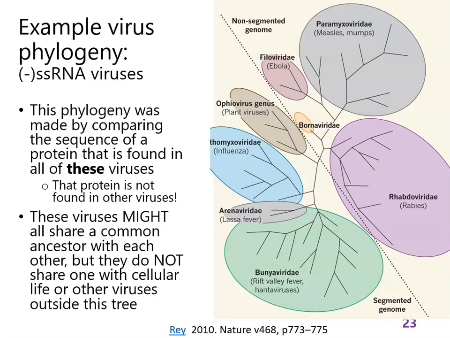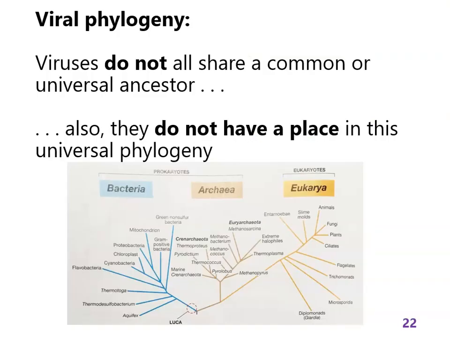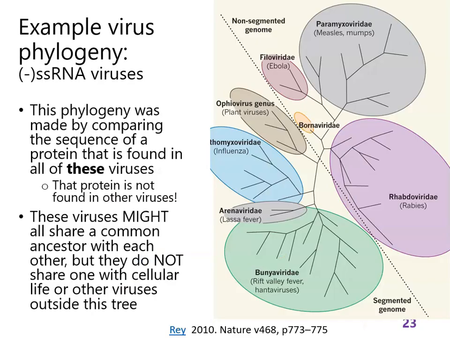So that's virus phylogeny. I mostly want you to remember that there's no place for them on the universal phylogeny, but they are related to other viruses. It's just that you won't find a connection between this phylogeny of the negative sense single-strand viruses and the plus sense RNA viruses or the DNA viruses. They don't seem to be related.